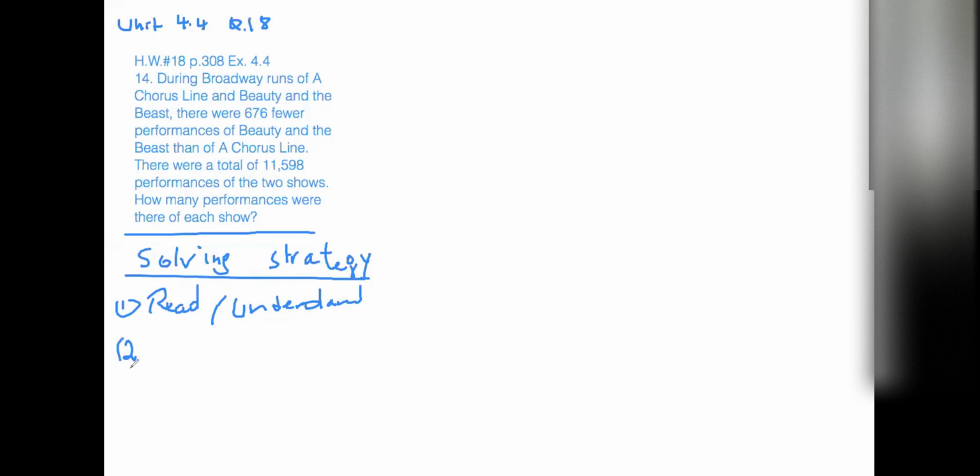Number 2 is to label the variables or label the missing numbers and translate that into an equation. So translate into math equations, or in this case, you're going to have a system.